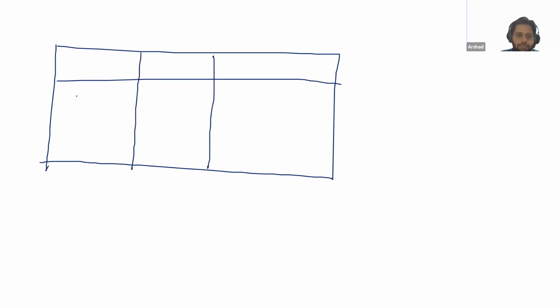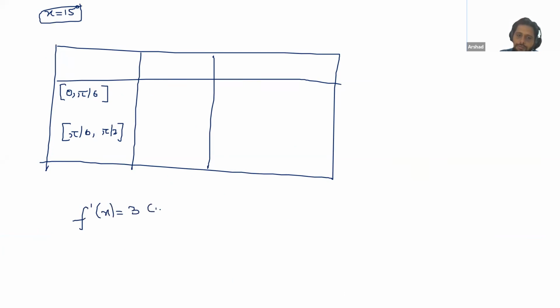Okay, the intervals are what? 0 to pi by 6 and pi by 6 to pi by 2. So take an angle. 0 to pi by 6 is 0 to 30, so take x is equal to 15 degrees. So what f dash x do you have? F dash x is 3 cos 3x.